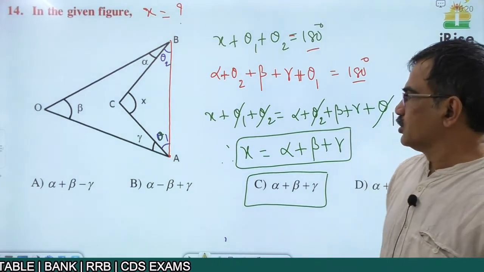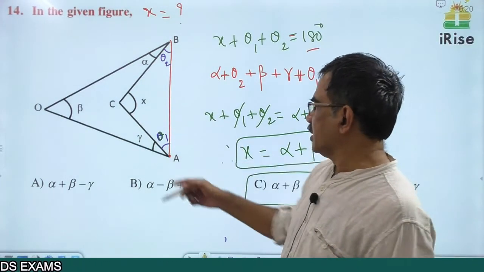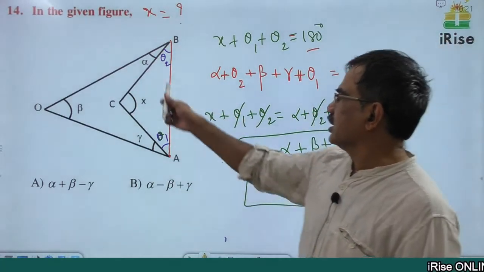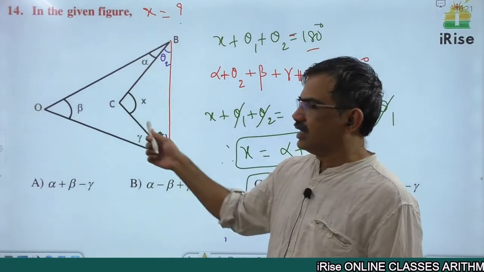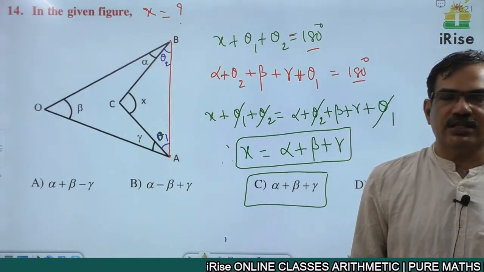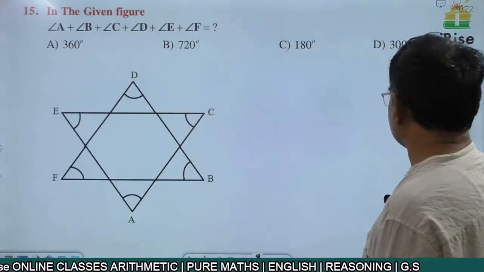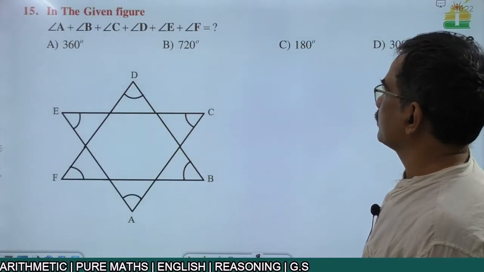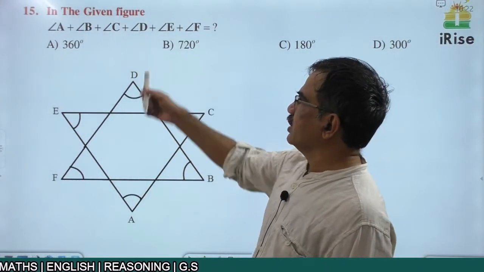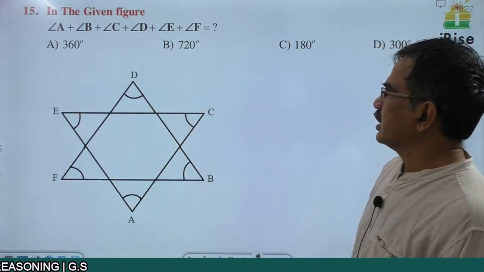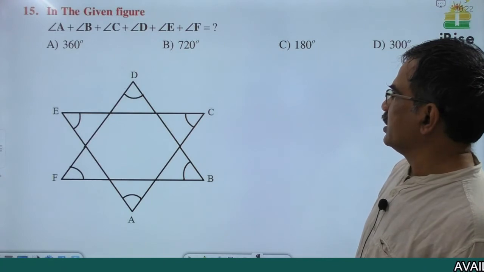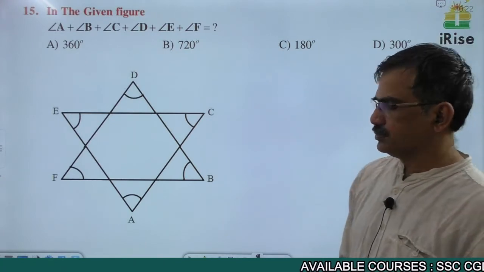Okay. So if you know this concept, we can solve some questions. If any three angles are given, we can easily find the fourth angle. Okay. Next question. In the given figure, what is angle A plus angle B plus angle C plus angle D plus angle E plus angle F?